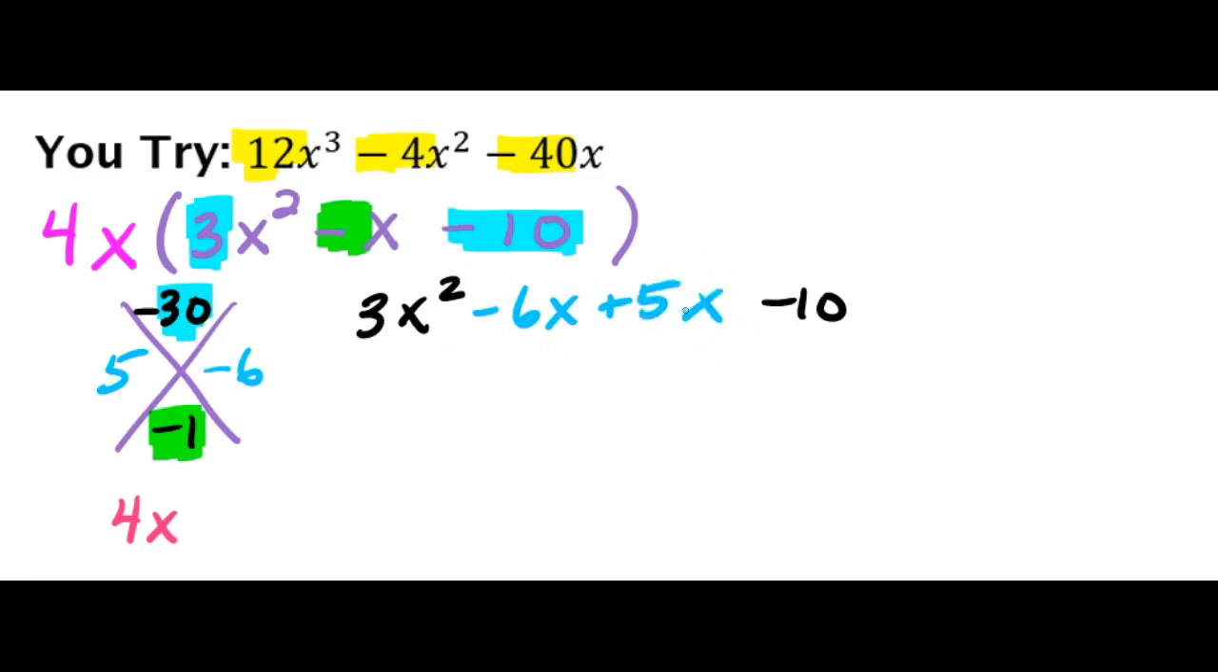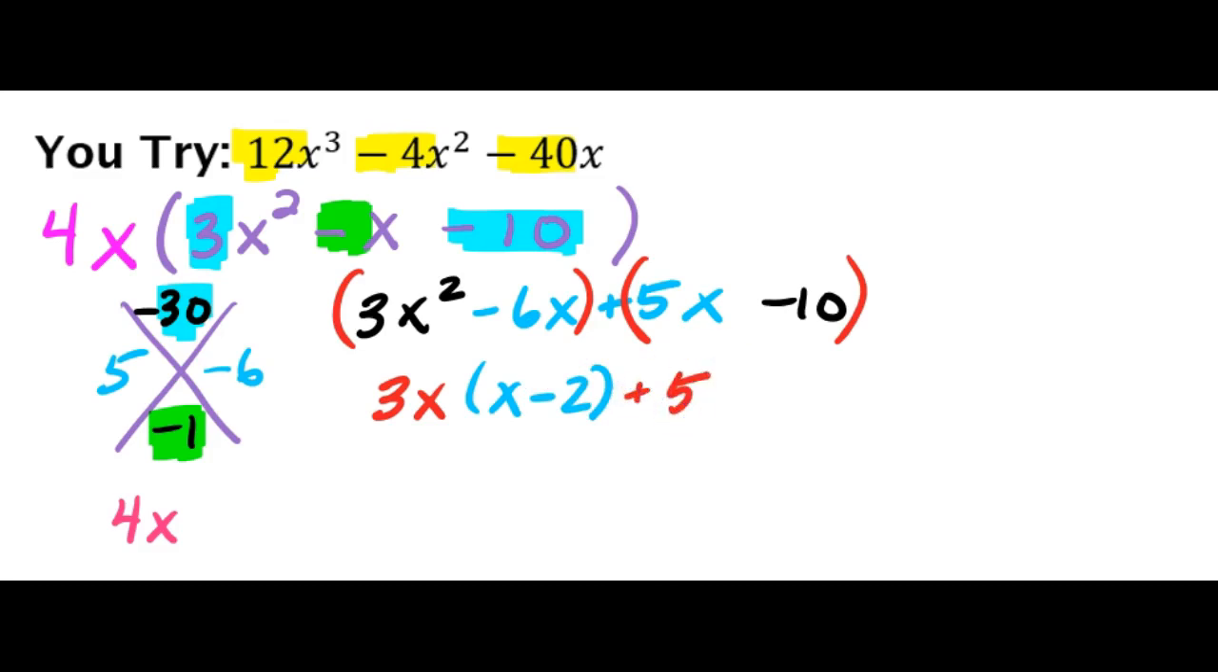And the reason I want to do that is so that I don't have to worry about factoring out a negative out of my second group. So now I can put parentheses around the first two terms and the last two terms. From the first group I can take out 3x, and left over I would have x minus 2. From the second group I can just take out a positive 5, and left over would be x minus 2 again. So now I have my matching parentheses. Now that these are both the same, that means we're in good shape. So my answer would be x minus 2 and then the 3x plus 5.